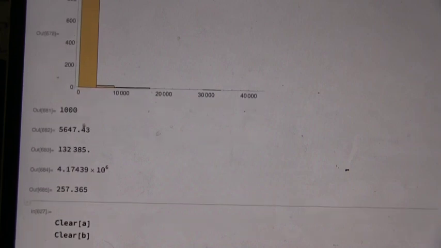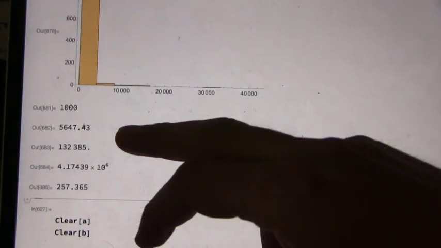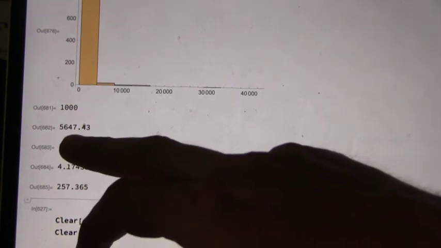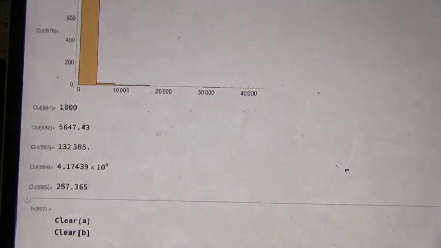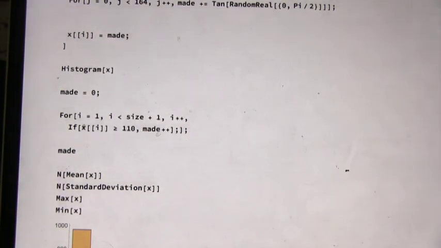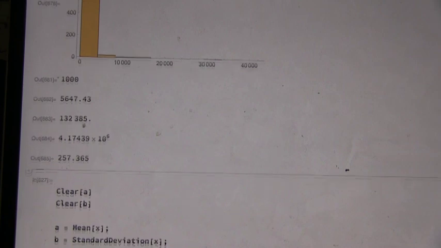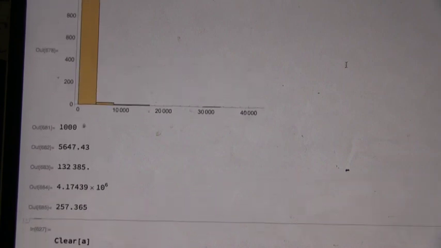To make things a little easier to understand, because the distribution is so strange looking, I've looked at our average, which is 5,647. I should have said we're adding up 164 shots, again, distances. And that's how far it goes on average? This is how far 164 of them go on average from the original spot.